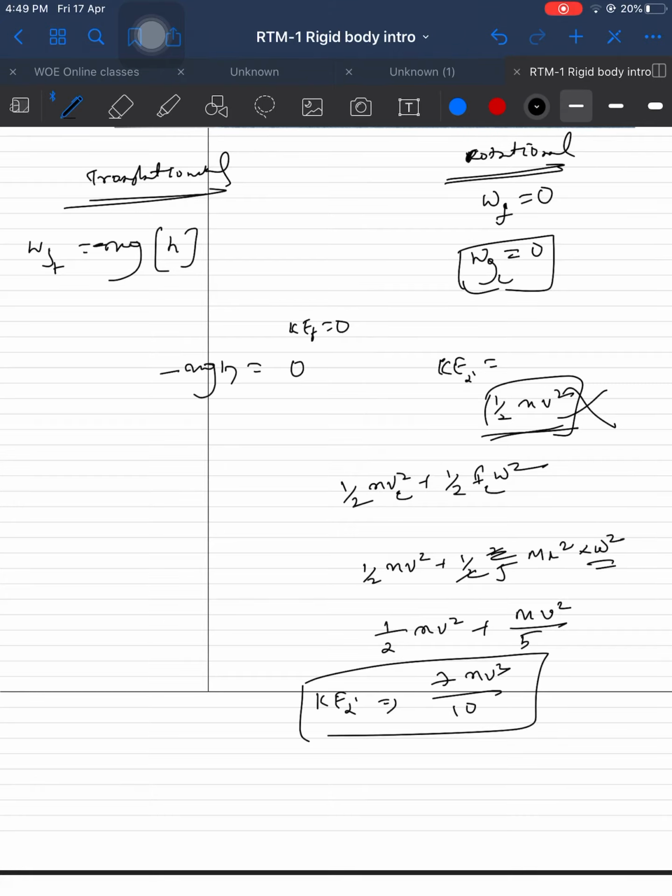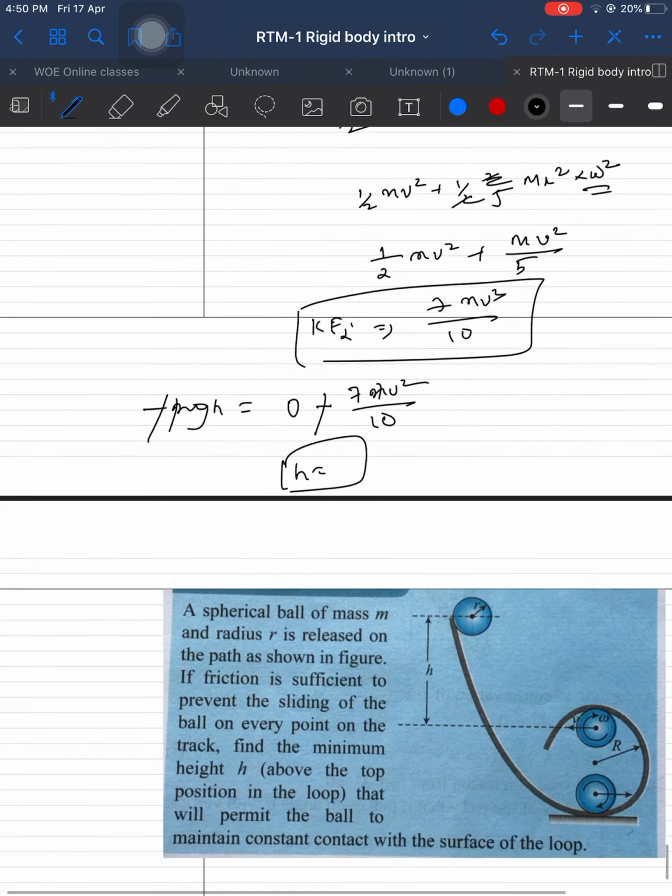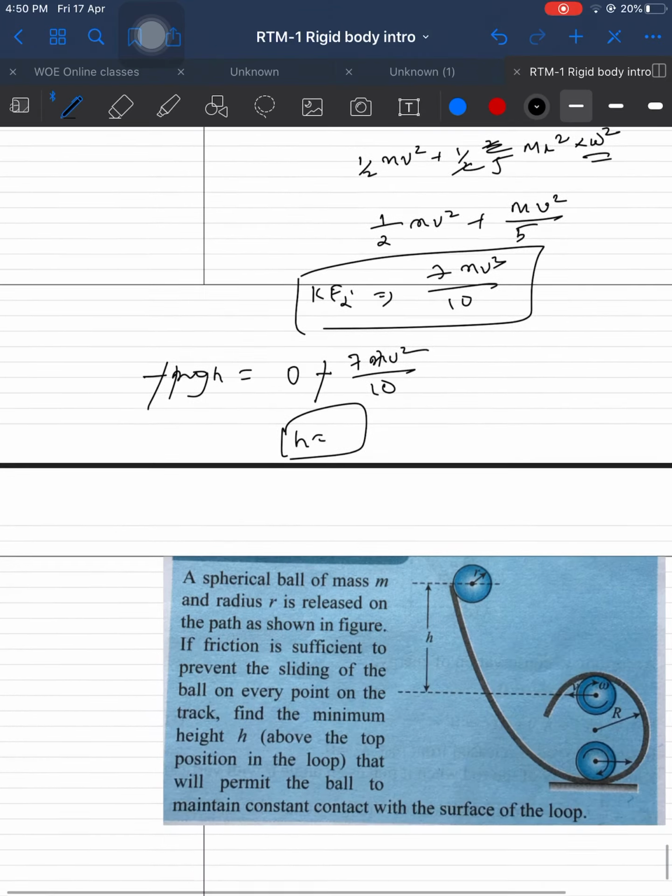If we cancel, the minus gets cancelled, m gets cancelled, and h is equal to 7v square by 10g. Okay, this is how we can simplify. Now let's see another question.